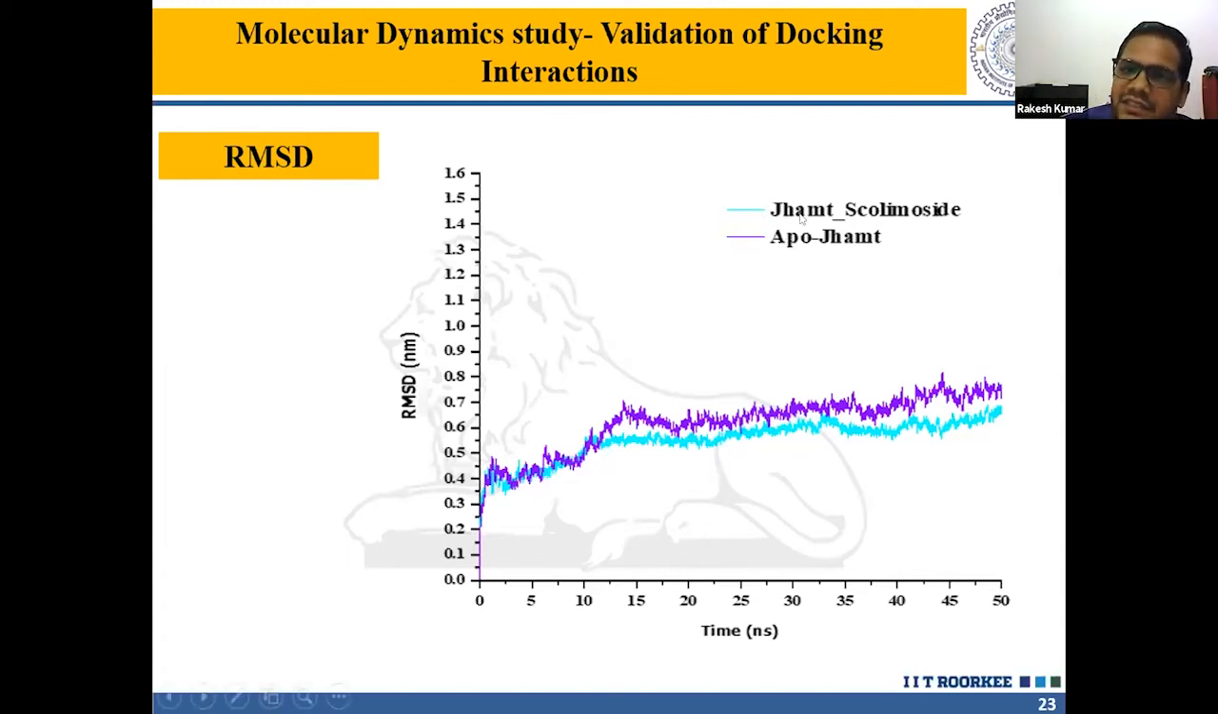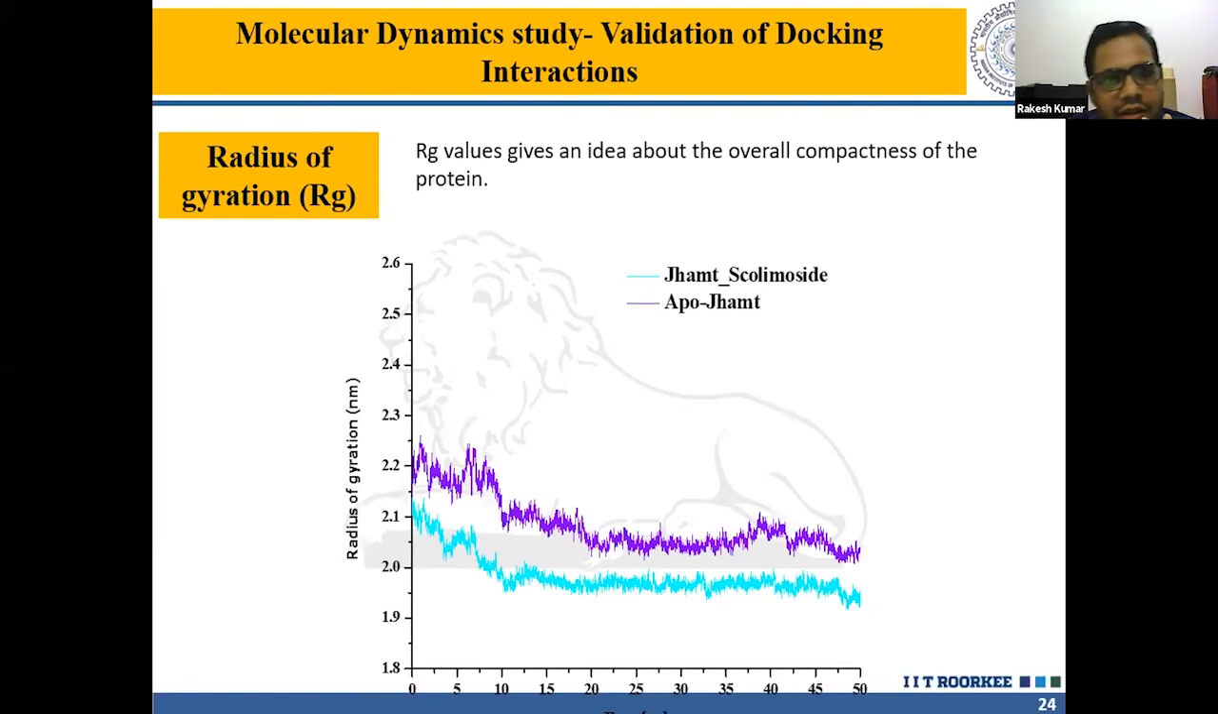Here you can see that in the juvenile hormone complex with this scolimoside, the RMSD is reduced compared to the free enzyme. It means the enzyme gets stabilized upon binding, and the stabilization is also confirmed with the radius of gyration. The radius of gyration gives the overall compactness of the protein, whether the protein opens up or closes upon ligand binding. So the reduction in the radius of gyration says the protein gets stabilized upon ligand binding.